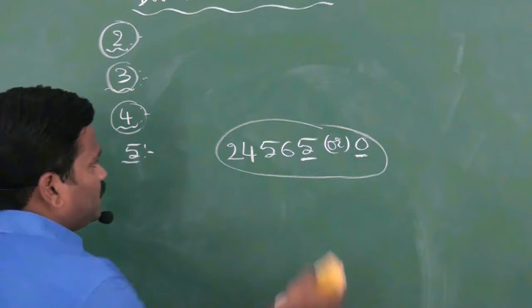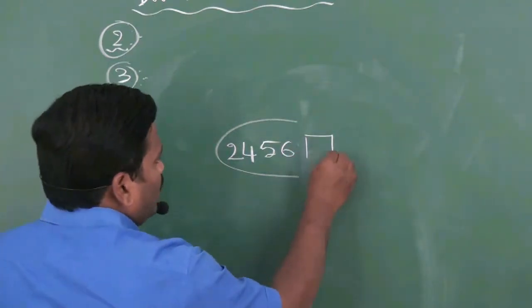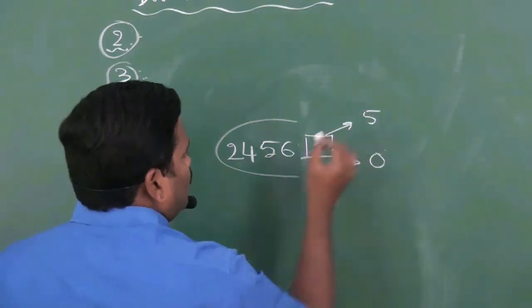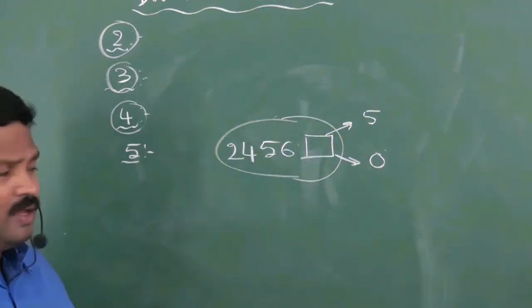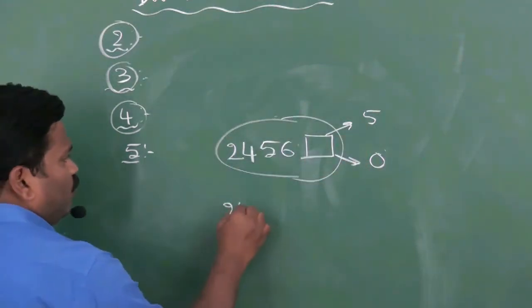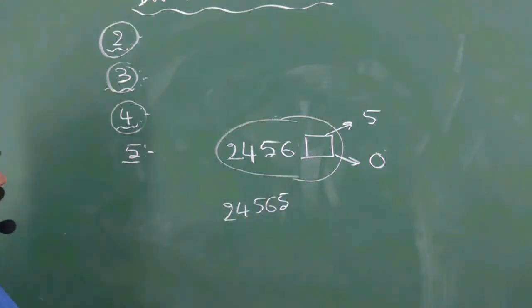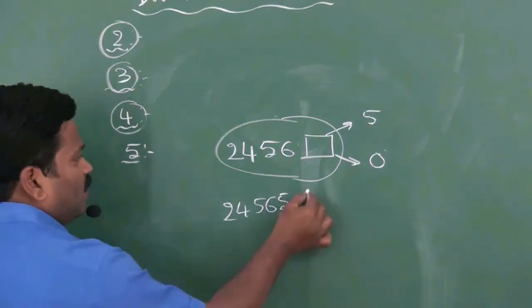This unit digit may be either 5 or 0. Then this entire number is divisible by 5. Let us see. 2, 4, 5, 6, 5. Is this number divisible by 5? Yes, because the unit digit is 5.